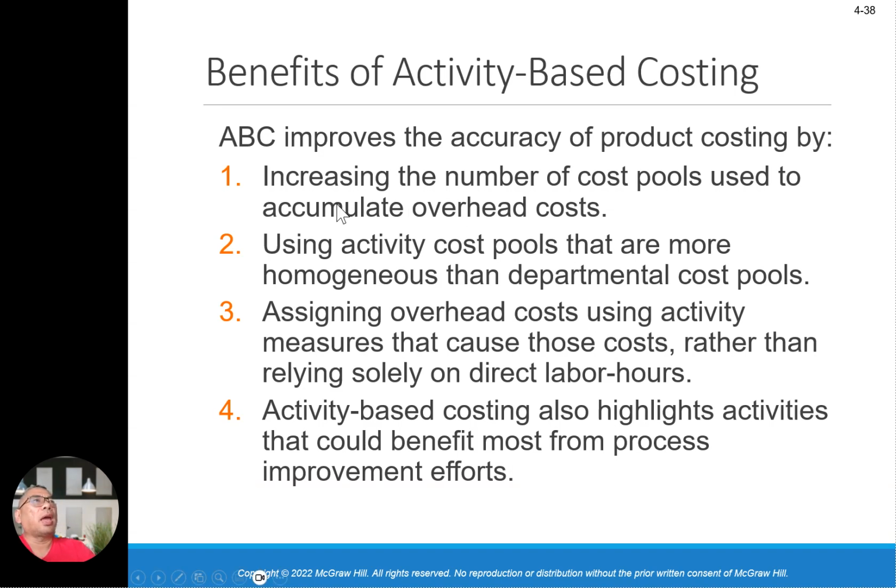Activity-based costing improves the accuracy of product costs by, number 1, increasing the number of cost pools used to accumulate overhead costs; number 2, using activity cost pools that are more homogeneous than the pre-existing cost pools; and number 3, assigning overhead costs using activity measures that cause those costs rather than relying solely on direct labor hours. Activity-based costing also highlights activities that could benefit most from process improvement efforts.